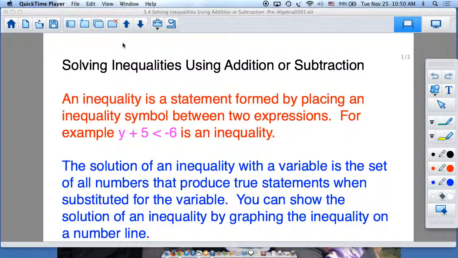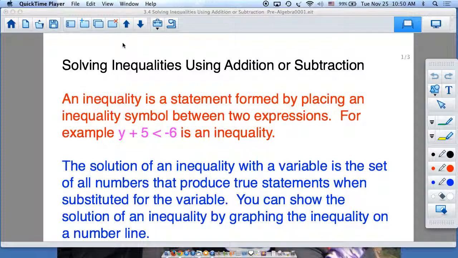Solving inequalities using addition or subtraction. We're going to solve these just like we do equations, except now instead of an equal sign, we have an inequality sign replacing that equal sign.